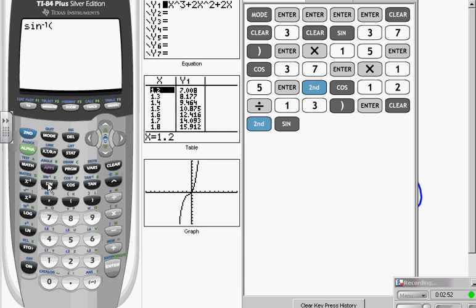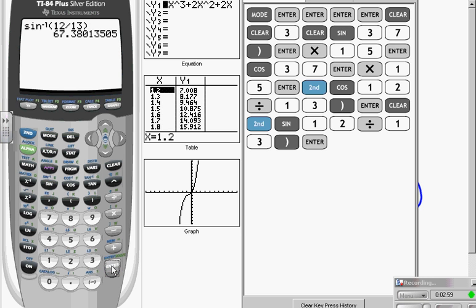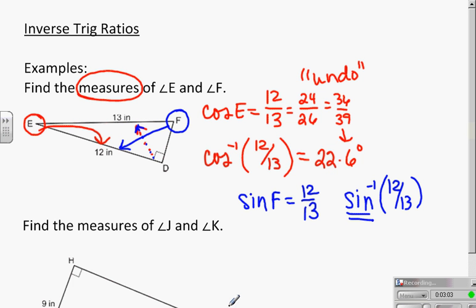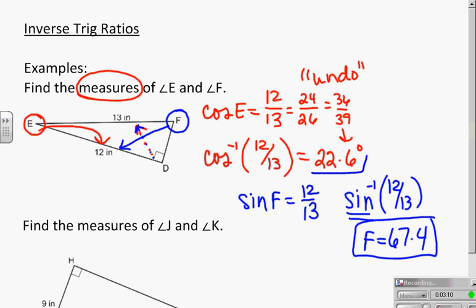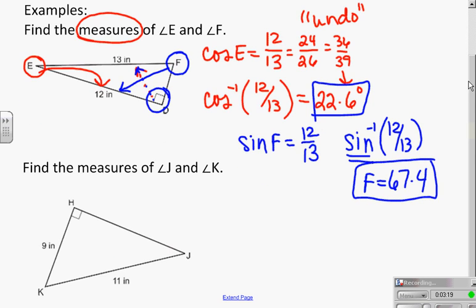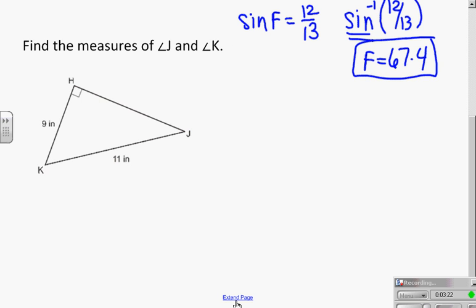So second function, sine 12 divided by 13, close the parentheses, and I get 67.4. And so F is equal to 67.4. If you add 67.4 and 22.6 and 90, you should get 180 degrees. So you should know that you have the right answers. So let's look at two more examples.